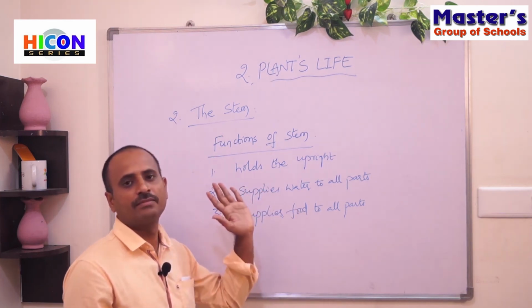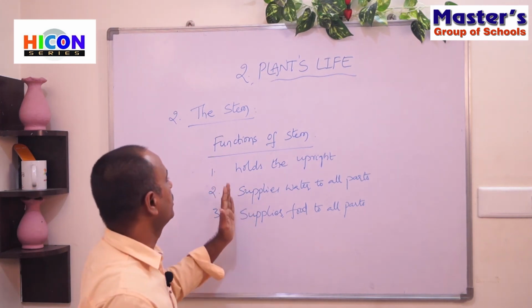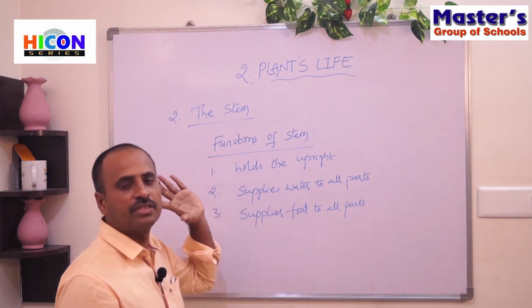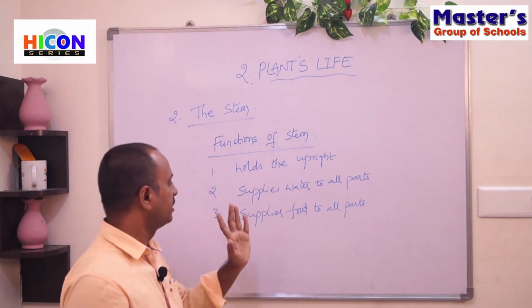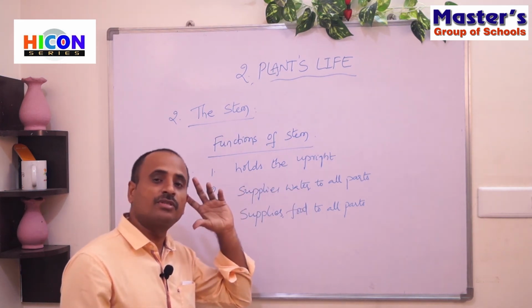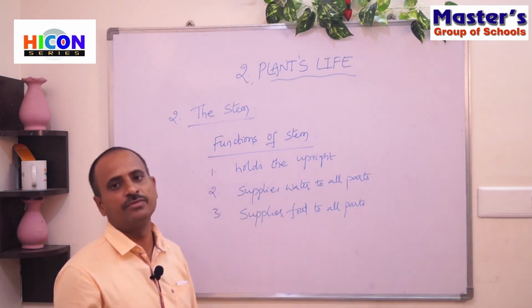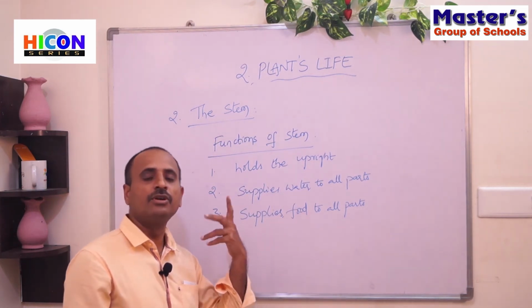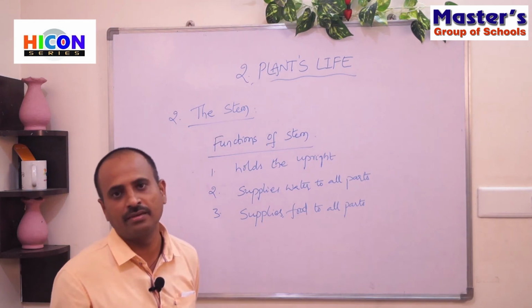That's why the stem is one of the most important parts of the plant, because it supplies water and it supplies food. If there is no water, then photosynthesis does not take place in the leaves. And it also supplies the food prepared by the leaves to all the remaining parts of the plant.